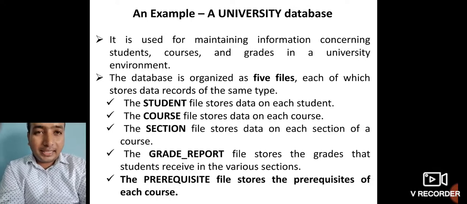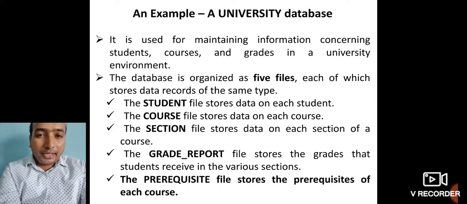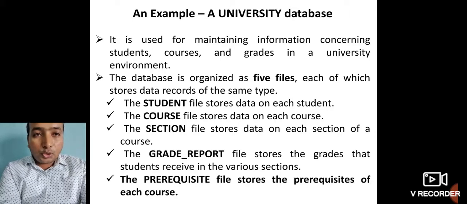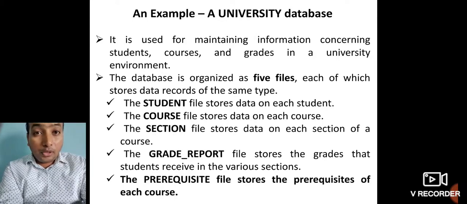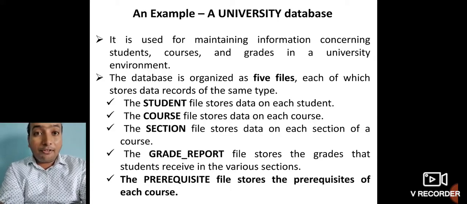In our example, the database is organized into 5 files, each of which stores data records of the same type. I'll tell you which files we are taking. The first one is the student file, the second is the course file, the third is the section file, the fourth is the grade report file, and the fifth one we are using as a sample is the prerequisite file. Now let us see what these files represent. The files I am mentioning are technically called tables. So totally we have 5 files, which means how many tables, dear students? Yes, absolutely correct. We have 5 tables.